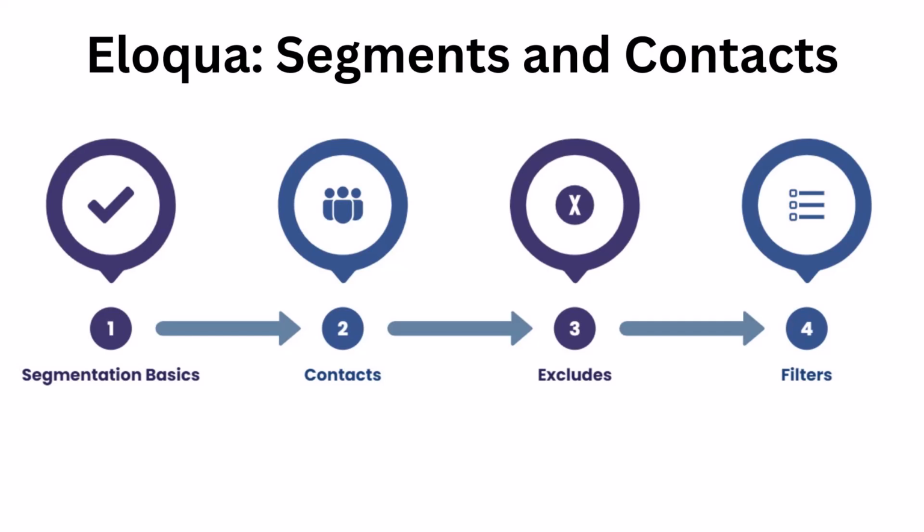So in this video, we're just going to talk about segments and contacts. More specifically, I'm going to go over the segmentation basics, and then we'll go over contacts and how to add contacts to your segment, and then how to exclude certain contacts or a list of people from your segment, and then finally how to add filters to your segment. So let's just dive in and get started.